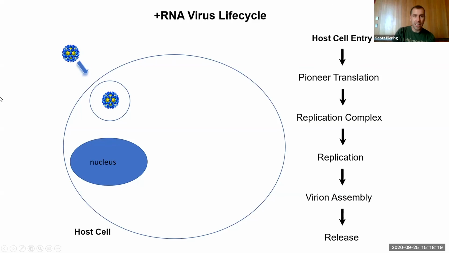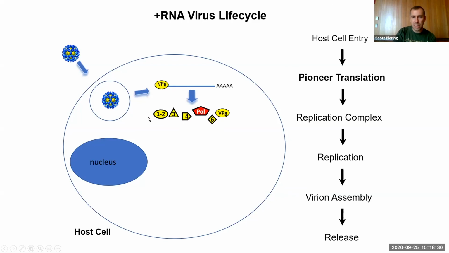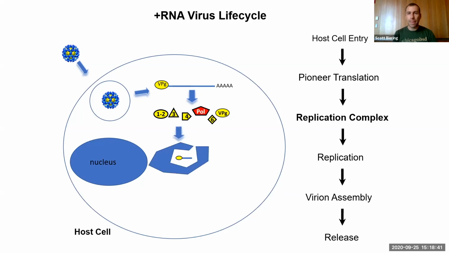Once the virus gets into your cell, it releases its RNA into the cytoplasm, which is any area that's not the nucleus. And this RNA can then be translated into viral proteins. These viral proteins will then make the cell perfect for replication of the virus, to copy its RNA. And it does this in a structure called the replication complex.